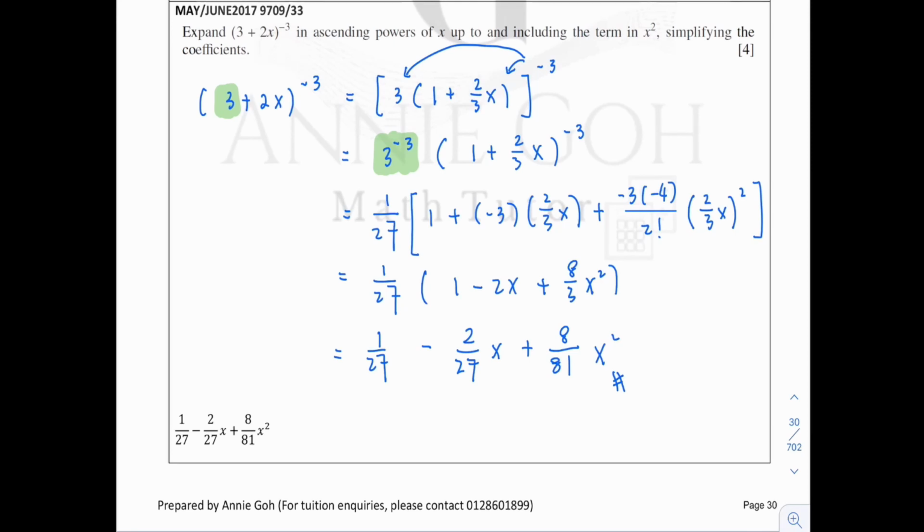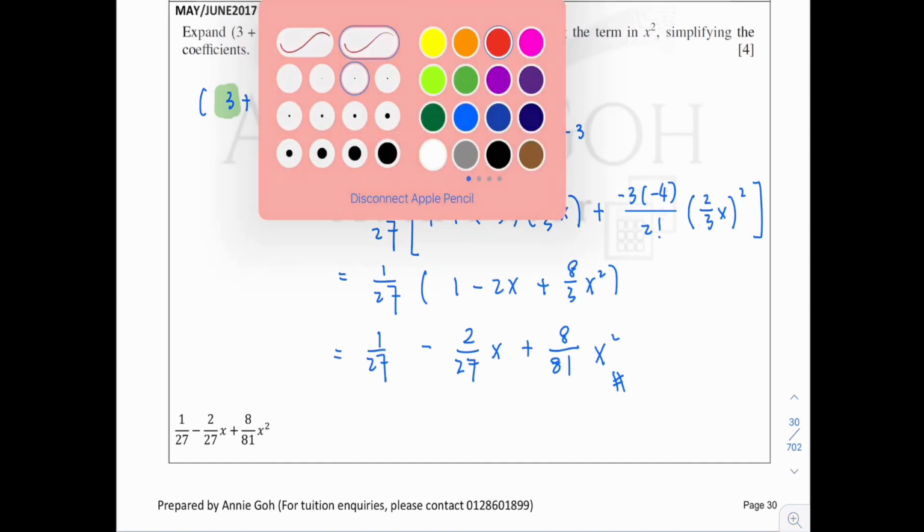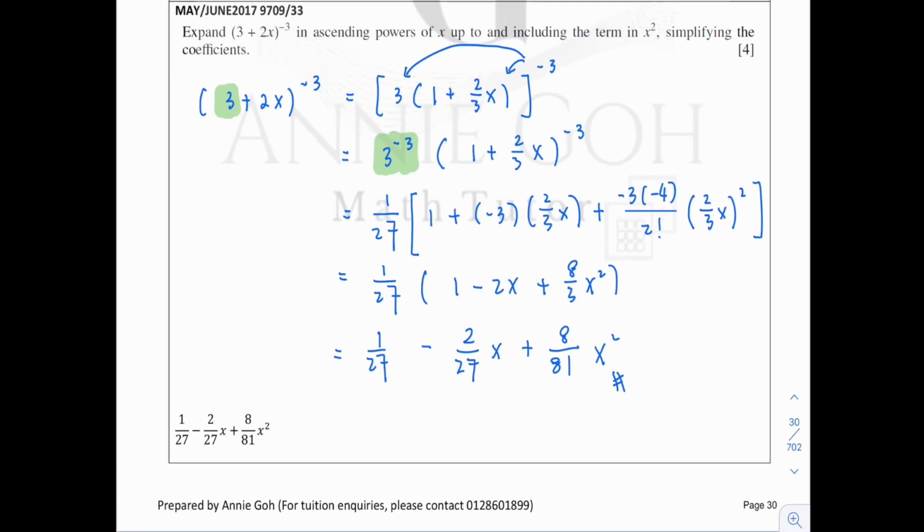If you are asked to find the range of x for which the expansion is valid, what should you do? For the expansion to be valid, remember, as stated in the formula, modulus x has to be less than 1. For this case, the x is changed to 2 over 3x. So let's change it. 2 over 3x here. And then the 2 over 3 can be taken out. It's left with modulus x less than 1. And hence the solution is modulus x less than 3 over 2. And this is the range for the expansion to be valid.